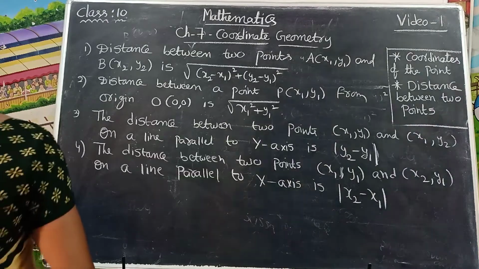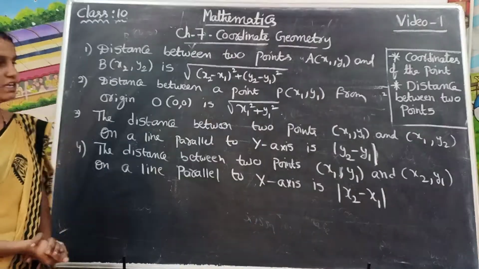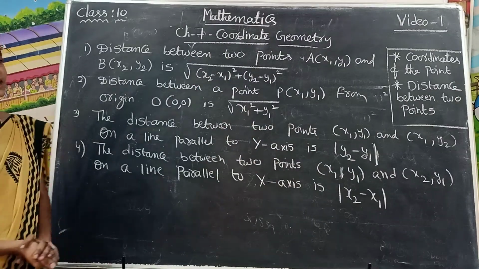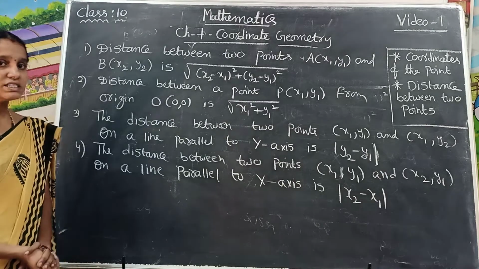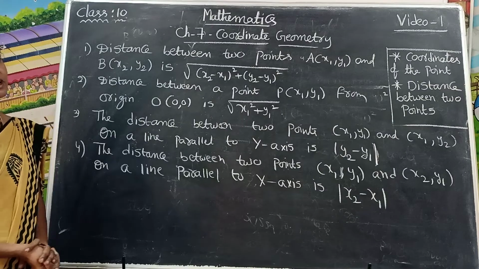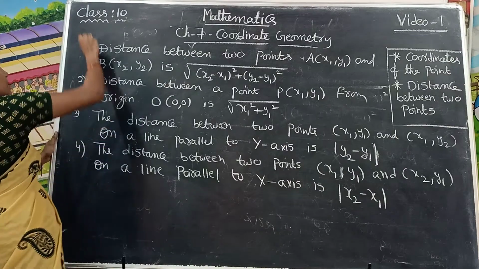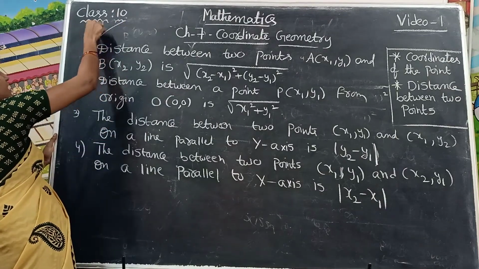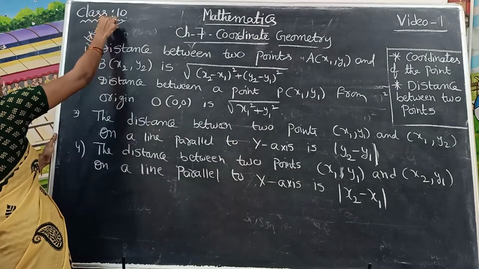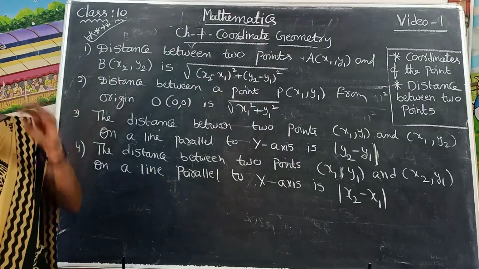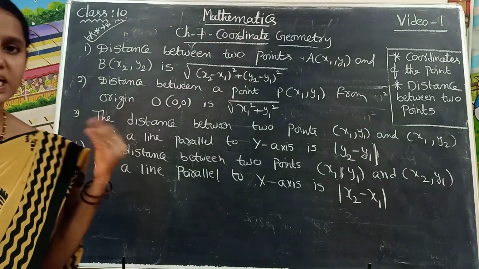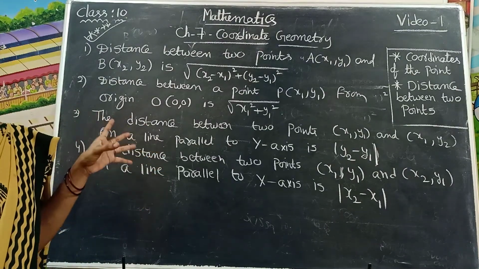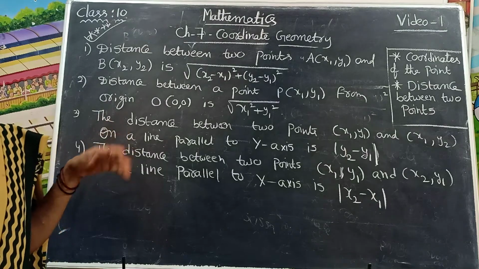Here we have some formulas related to distance. The distance between two points A (x1, y1) and B (x2, y2) is the square root of (x2 minus x1) whole square plus (y2 minus y1) whole square. This formula we can apply to any sum, to any coordinates. If you remember only this formula, we can find the distance between two points easily.